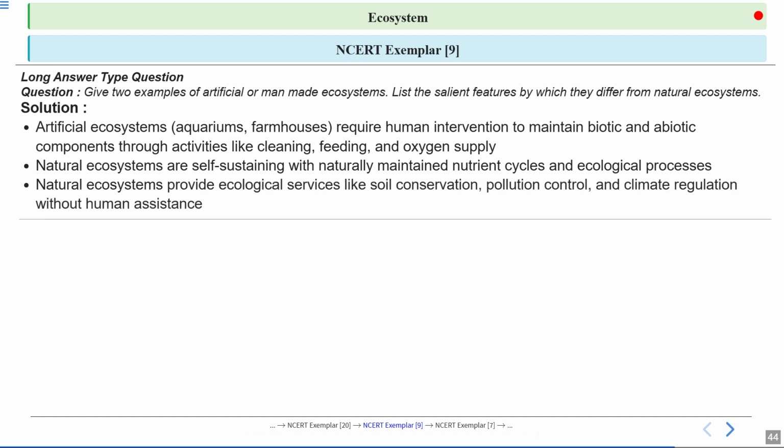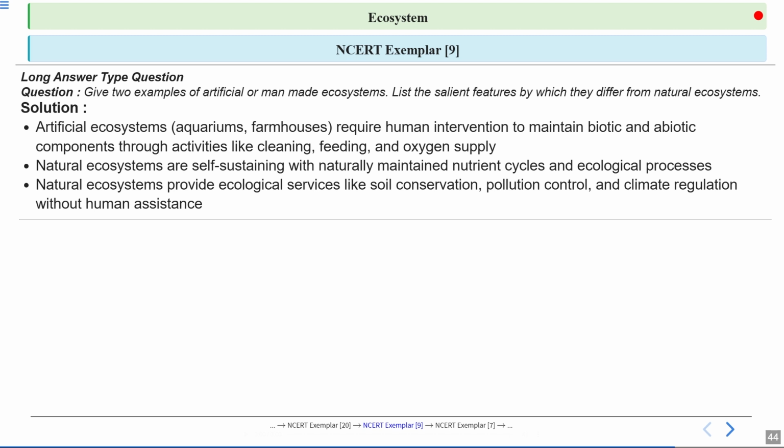Let's talk about ecological services provided by natural ecosystems. These include soil conservation, pollution control, and climate regulation, all occurring without human assistance. These services highlight the importance of natural ecosystems in maintaining environmental balance.